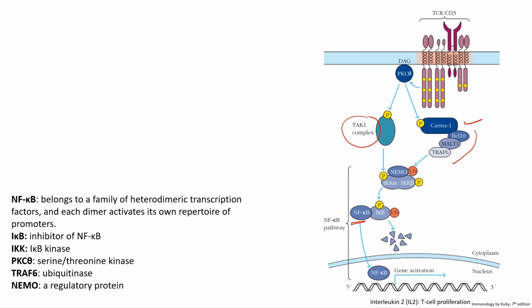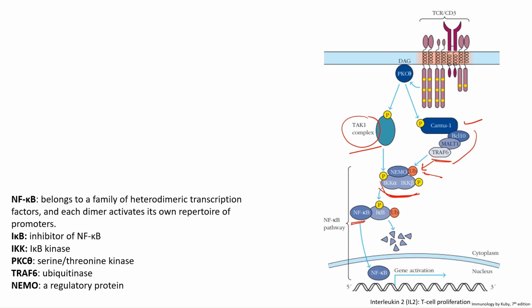Now it's a cascade where CARMA1 will bind to BCL10, it will bind to MALT1 and then TRAF6. Now what does TAK1 do? It phosphorylates IKK alpha. And what does TRAF6 do? It adds ubiquitin to NEMO, a regulatory protein. And what is it regulating? It stops the functioning of IKK alpha and IKK beta. So TAK1 is phosphorylating IKK alpha, making it active, but it is still inactive because NEMO is attached to it. So TRAF6 degrades NEMO by ubiquitination. Now it is left with IKK alpha and IKK beta.